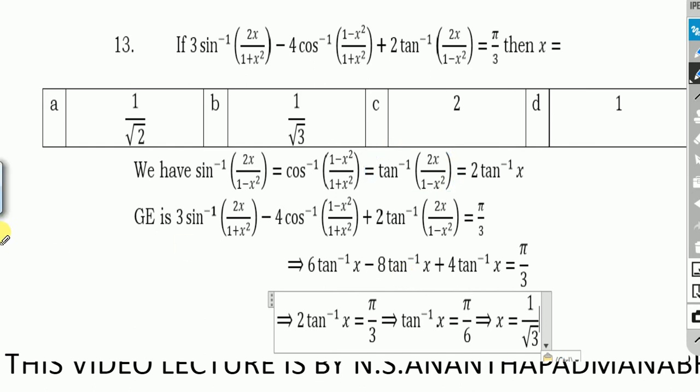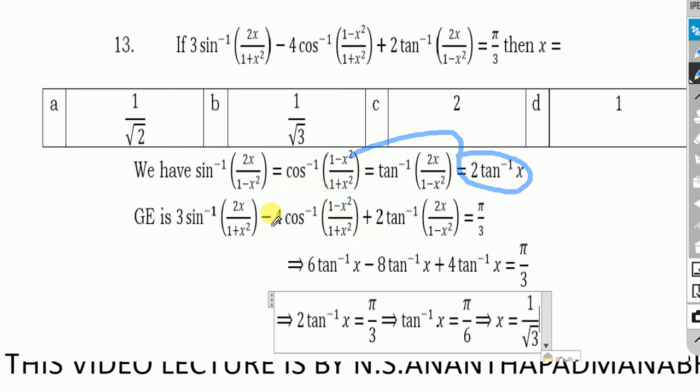So now the given expression becomes, I will consider the given expression first: 3 sine inverse of 2x by 1 plus x square minus 4 cos inverse of 1 minus x square by 1 plus x square plus 2 tan inverse of 2x by 1 minus x square, which is equal to pi by 3. So now instead of sine inverse of 2x by 1 plus x square, I will substitute 2 tan inverse x here. Therefore I have 3 into 2 tan inverse x is 6 tan inverse x. Then minus 4 into 2 tan inverse x, since cos inverse of 1 minus x square by 1 plus x square is nothing but 2 tan inverse x.